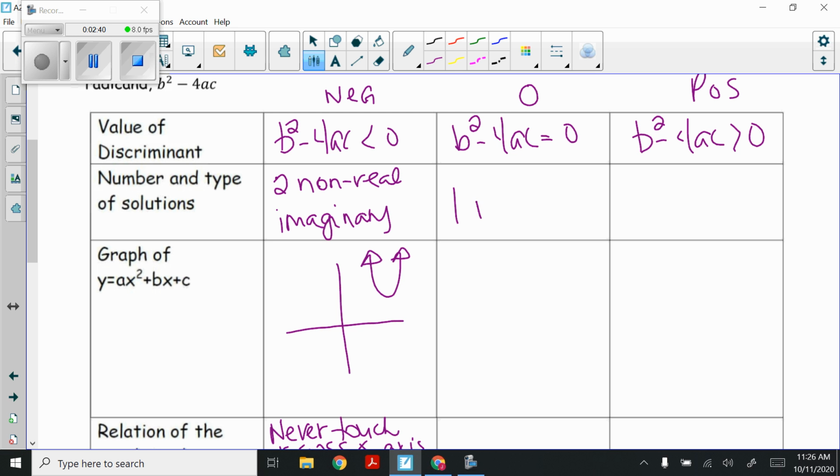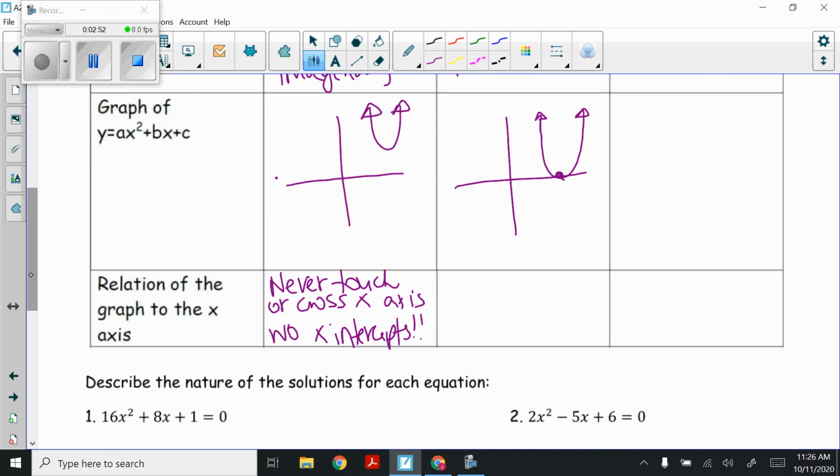All right, next, if the number underneath the radical is 0, so our discriminant is 0, you will have one real solution. The graph of that might look like this. So what's happening? The graph is touching the x-axis at one spot, and that one spot happens to be the vertex of your parabola.